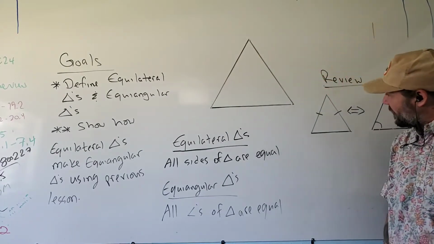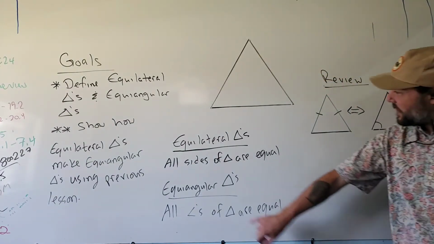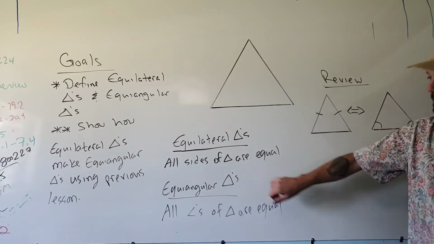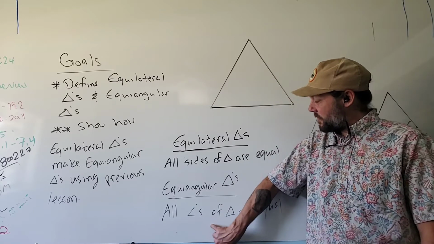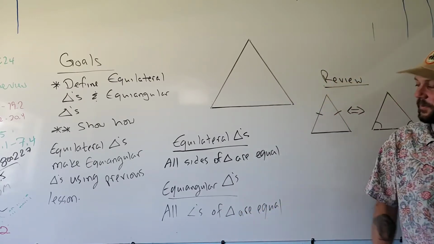An equilateral triangle is a triangle where all the sides of the triangle are equal. Okay, and an equiangular triangle is where all the angles of a triangle are also equal.